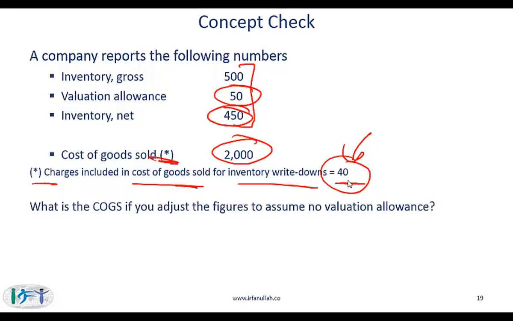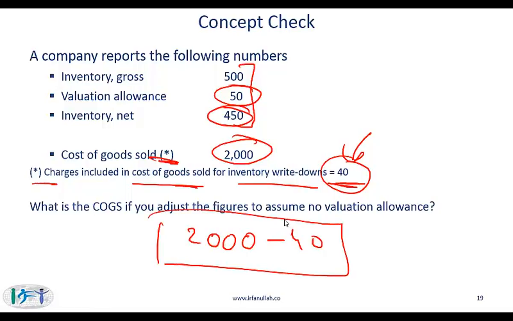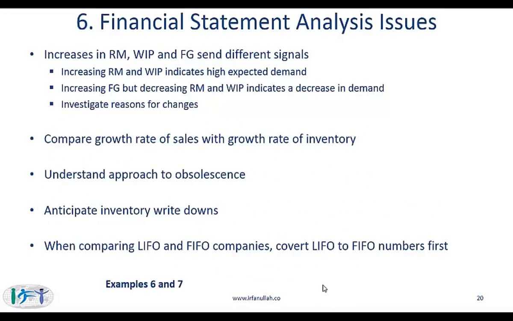When you remove the impact of this 40, what will happen to COGS? Will it go up or down? COGS is actually going to go down. So the answer is going to be 2000 minus 40. So that is your answer.